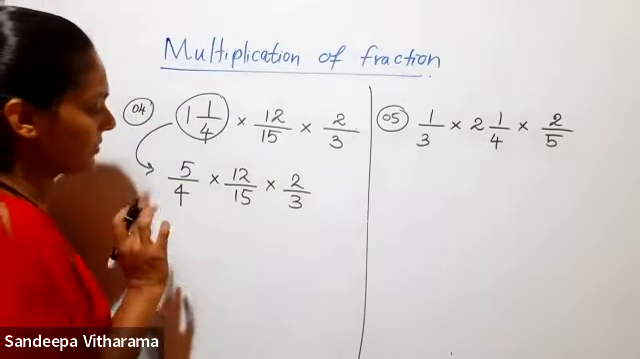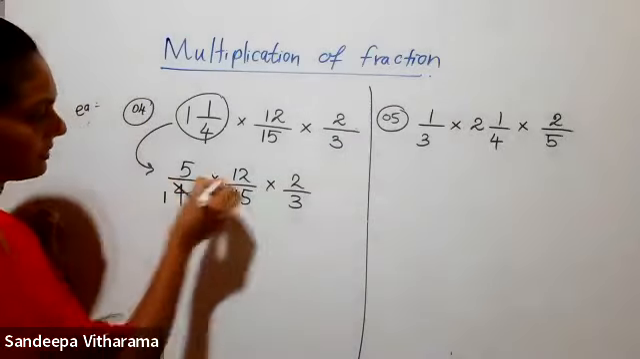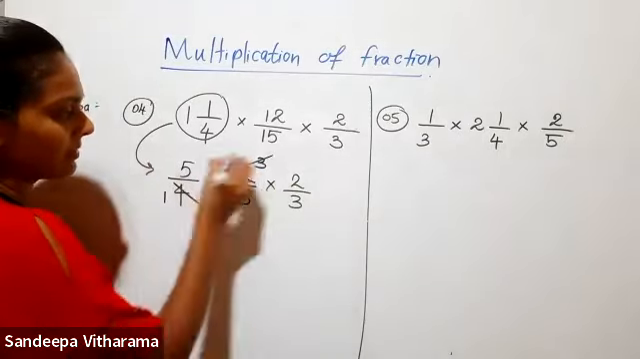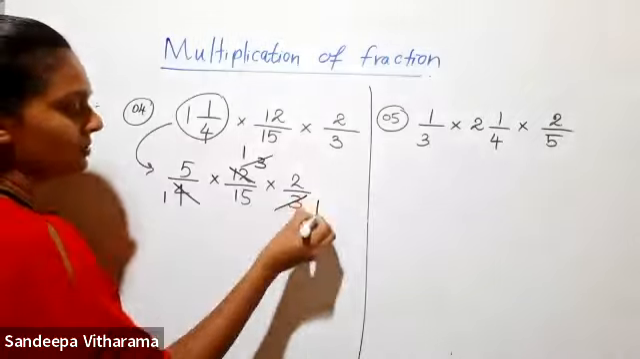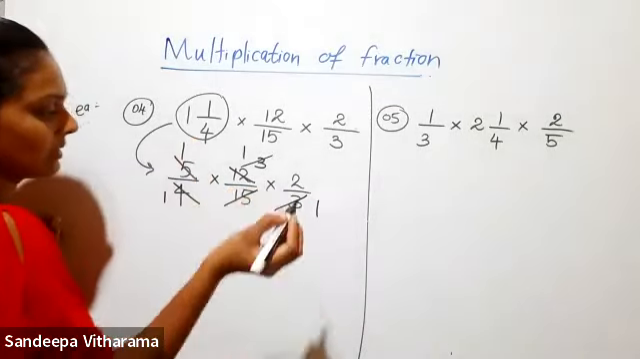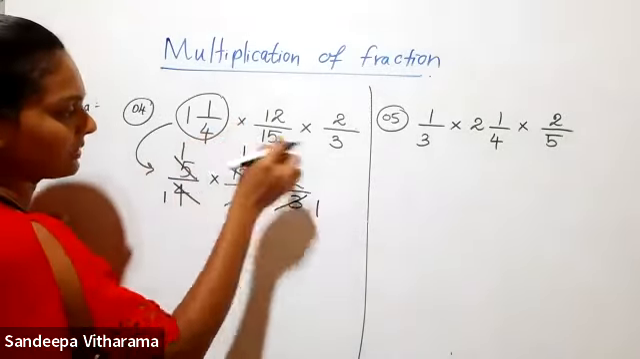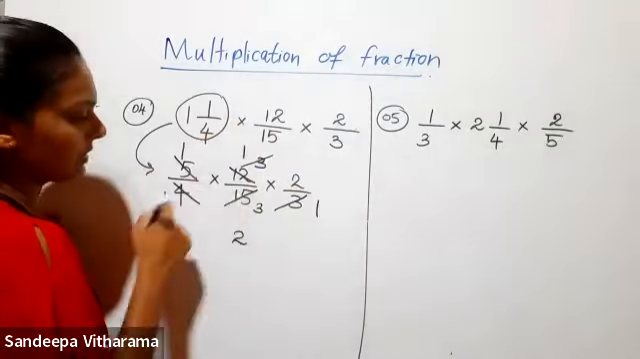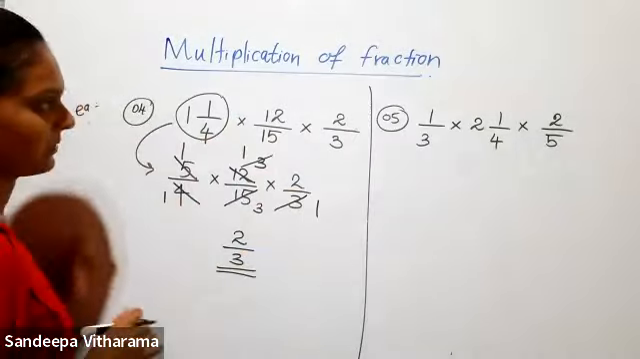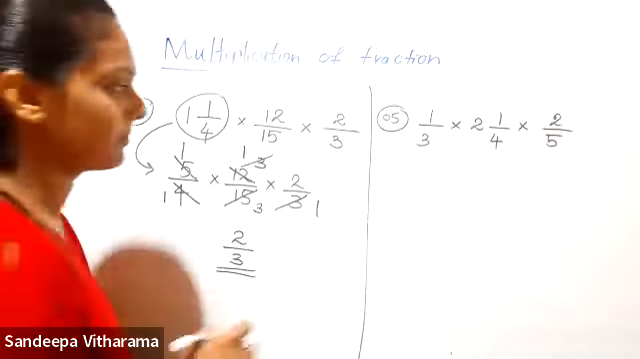Okay. So now we can simplify. 4 divided by 4, 1. 12 divided by 4 it is 3. 3 divided by 3 it is 1. 3 divided by 3 is 1. 5 divided by 5, 1. 15 divided by 5 is 3. 1 times 1 times 2, it is 2. 1 times 3 times 1, it is 3. 2 upon 3.